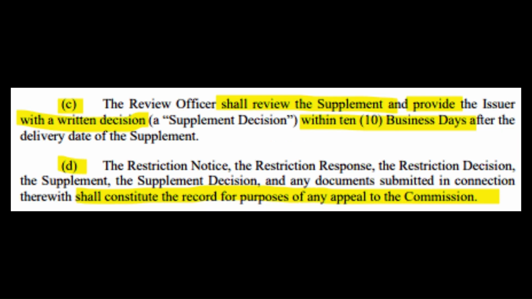Section 3C states that the DTC review officer shall review and provide a written response to the issuer's supplemental written response within 10 business days after the delivery date of the supplement. Section 3D states that the restriction notice, the restriction response, the restriction decision, the supplement decision, and any other related documents submitted will constitute the record for purpose of any appeal to the Commission.